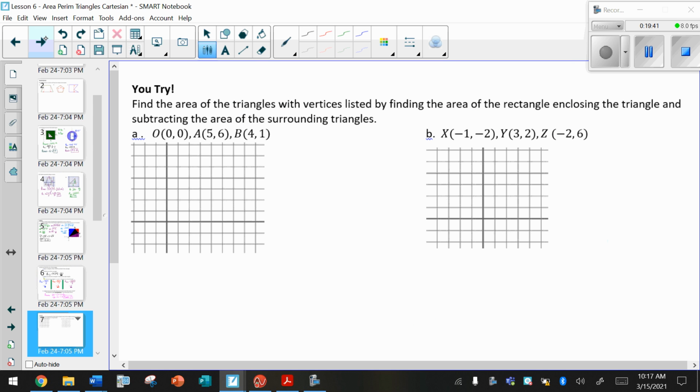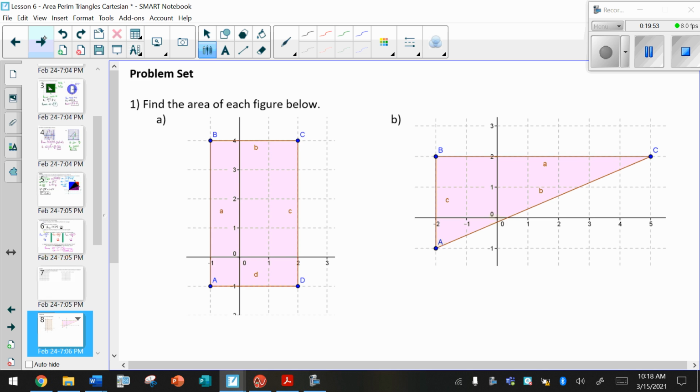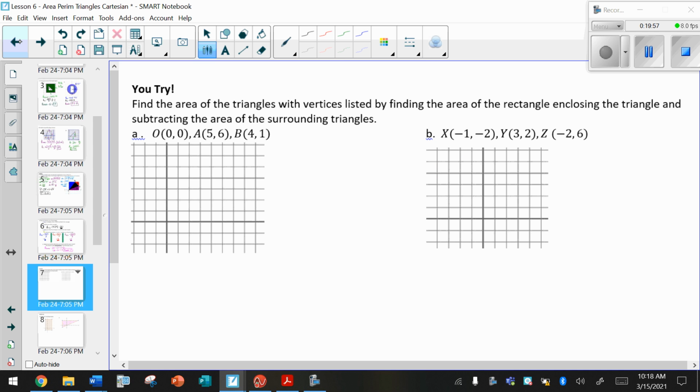So now you try. Answer key is on Teams. Check your work. You should have the answer key up, open, and in front of you as you do the practice questions and as you do the problem set. And that way you can check to make sure you're doing everything correct.